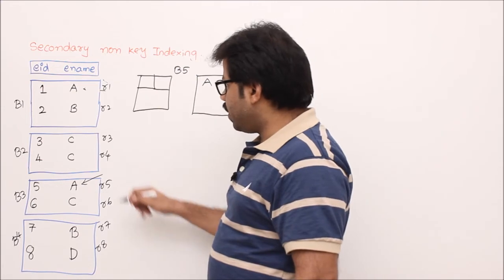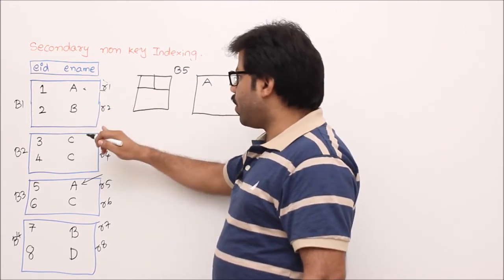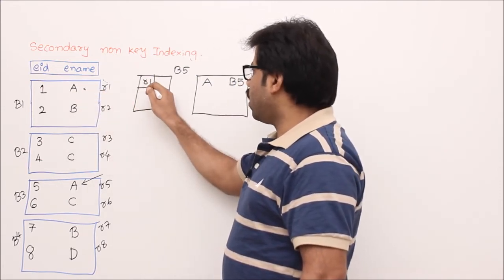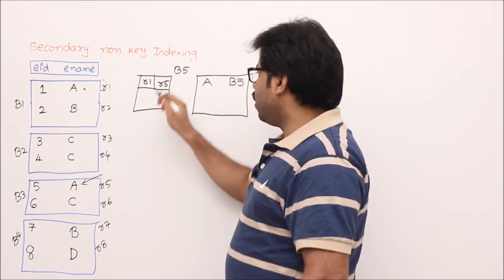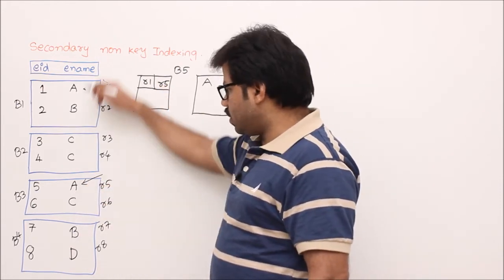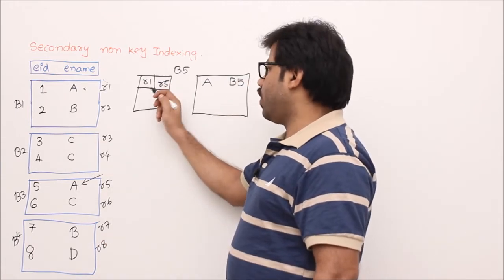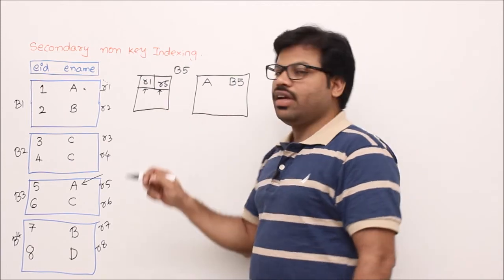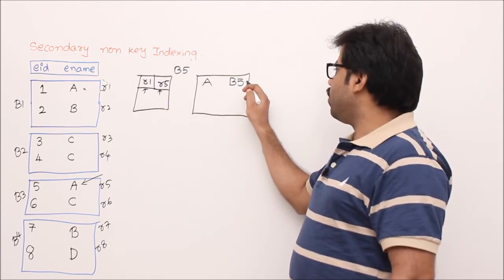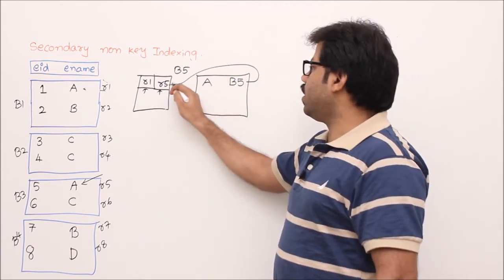What is the first block pointer? Otherwise I maintain a record pointer. For A, one record is R1. What is the second record pointer? R5, in that way. Next, after R5, anything else? No. So R1 is linked to R5, of course. So we scan like this. First of all R1, after that R5, in that way we take it. So B5 points like this, right?